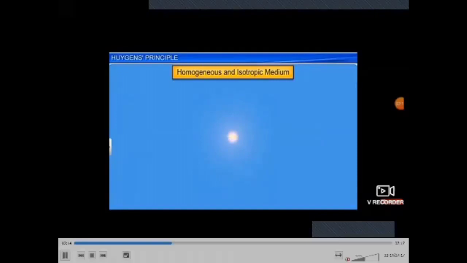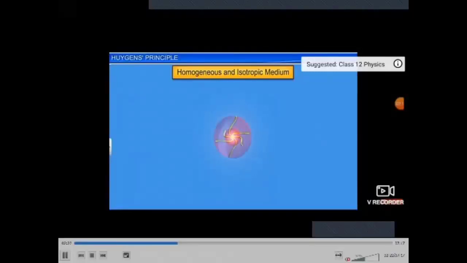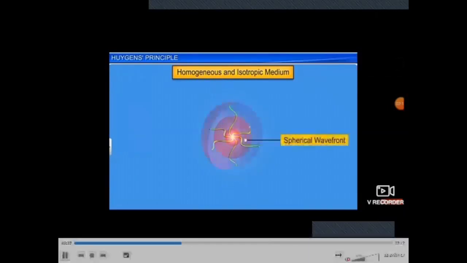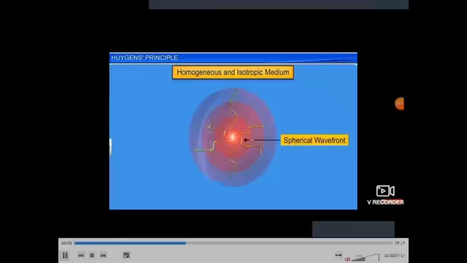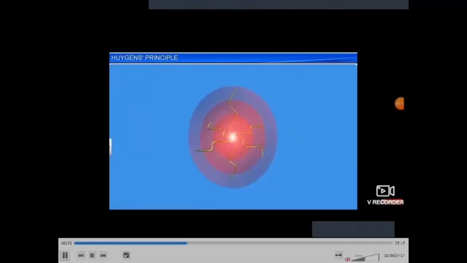While it propagates, you can see here it spreads like from a small light source and creates full waves. The spheres created are joined together, and they form a spherical wavefront. Stage by stage, the spherical wavefront looks like this. So this is the spherical wavefront.